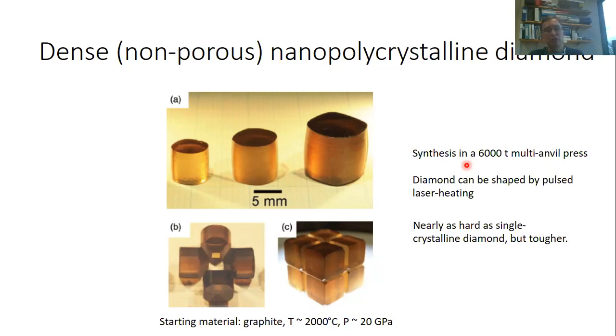Because that nanopolycrystalline diamond only has a structure at the nanoscale, okay, below the wavelength of visible light, this kind of diamond, like single crystalline diamond, is transparent. It's just that it isn't colorless, but it has a slightly yellowish brownish color. So this color is actually typically produced by nitrogen impurities that produce defects in the diamond structure, okay?